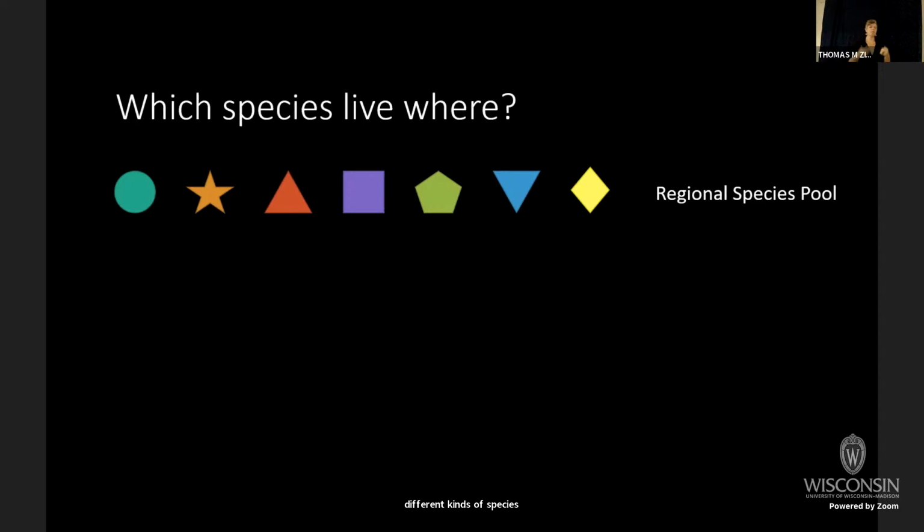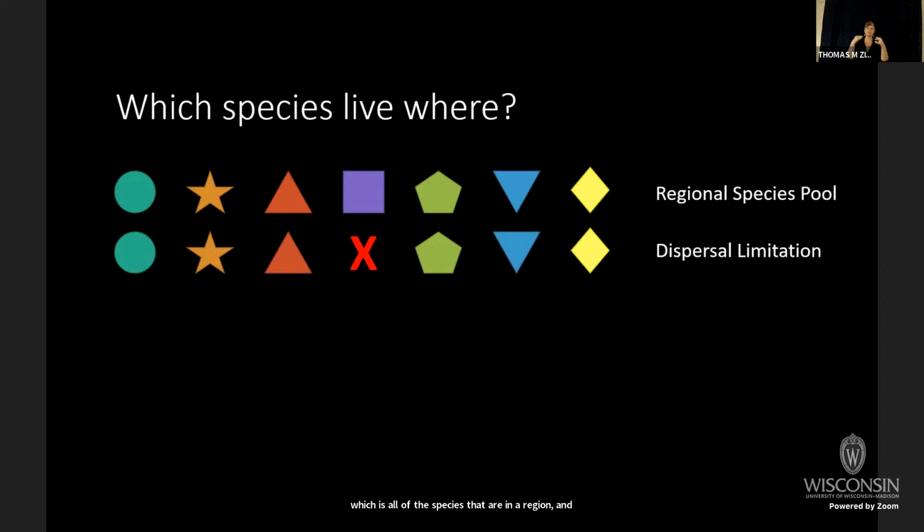So this idea of what species live where and why is really central to the study of community ecology. And we can think about it as having a regional species pool, which is all of the species that are in a region. And then there are a series of filters that each species must pass through to be able to exist at a given site, in this case, in a given tree. And the first of those is dispersal limitation. So whether the seeds or the propagules can get to the location.